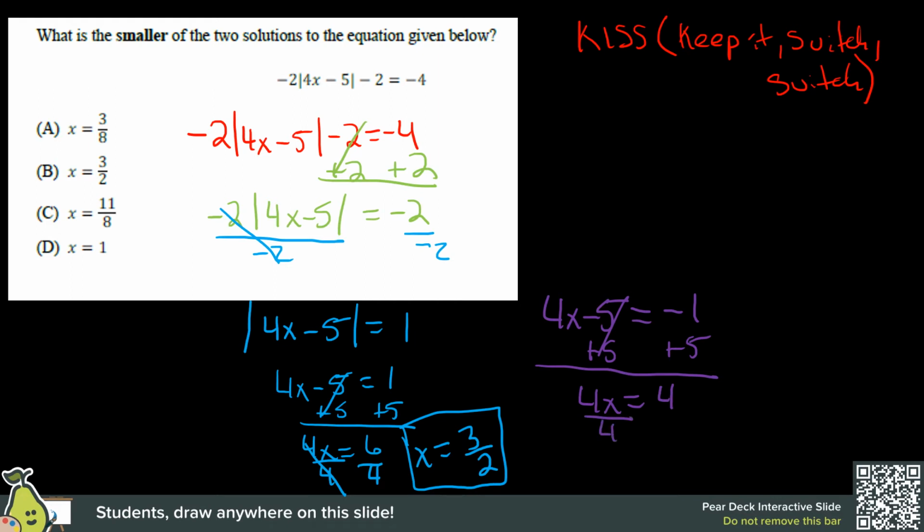We divide both sides by 4. And we get x equals 1. So this is also an answer. Now, it's asking for which is the smaller of the two. Well, 3 over 2 is the same thing as 1 and 1/2. And 1 is 1. So this guy is the smaller one.